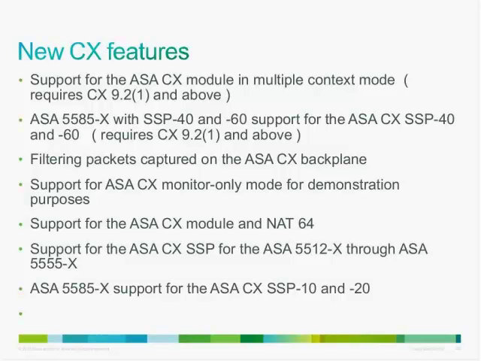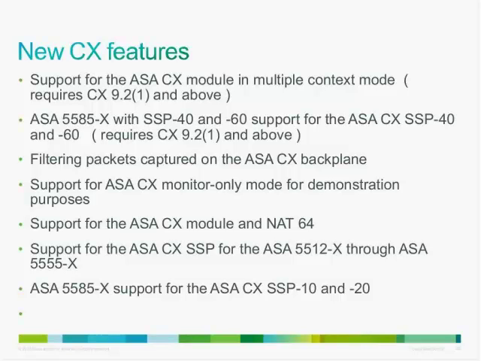So apart from that, the new thing that was added, which is going to be handy, is that ASA CX is supported in multiple context mode. And the other thing is you can filter packets captured on the ASA backplane. What that means is that if you want to determine whether the exchange of packets for a specific connection is going on the backplane, or if it's being dropped on the backplane somewhere. So earlier we could not filter packets on the backplane. We could just apply captures on the backplane and capture everything.